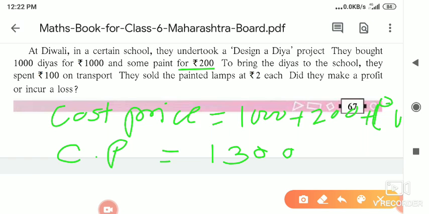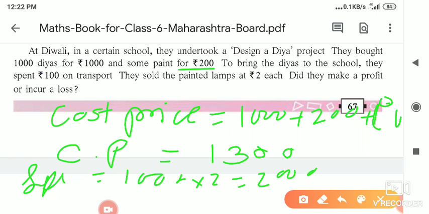Okay, and the selling price is 2 rupees each. So how do we find the selling price? Selling price is equal to 1,000 into 2 equals 2,000 rupees. Now here also, the CP is smaller and SP is greater, so they have a profit. Profit is equal to the formula SP minus CP. So 2,000 minus 1,300 is how much? They got a profit of 700 rupees.